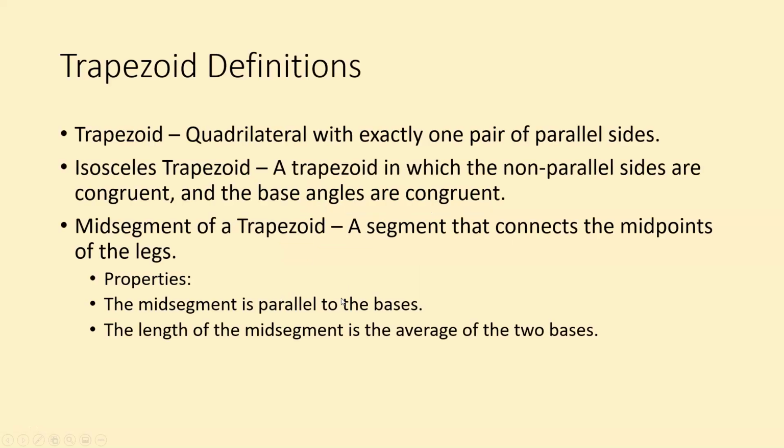So some definitions for your notes. A trapezoid is a quadrilateral with exactly one pair of parallel sides. So it would look something like this, right?